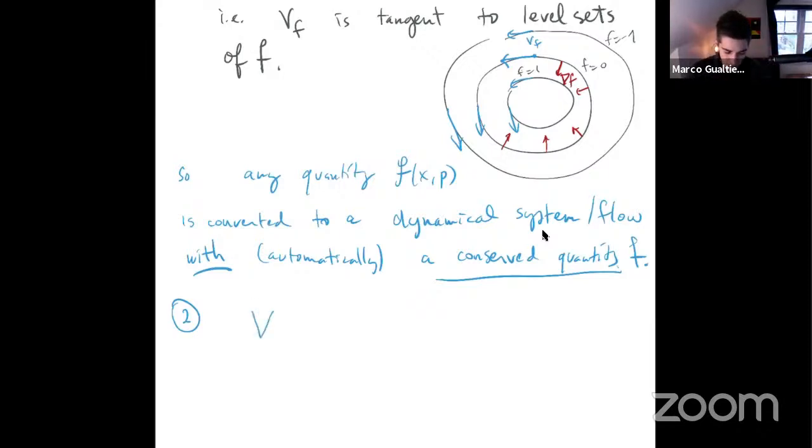So if I take the Hamiltonian vector field of f and I apply it to the Poisson bracket of g and h, okay, then what is this? This is just f bracket gh.